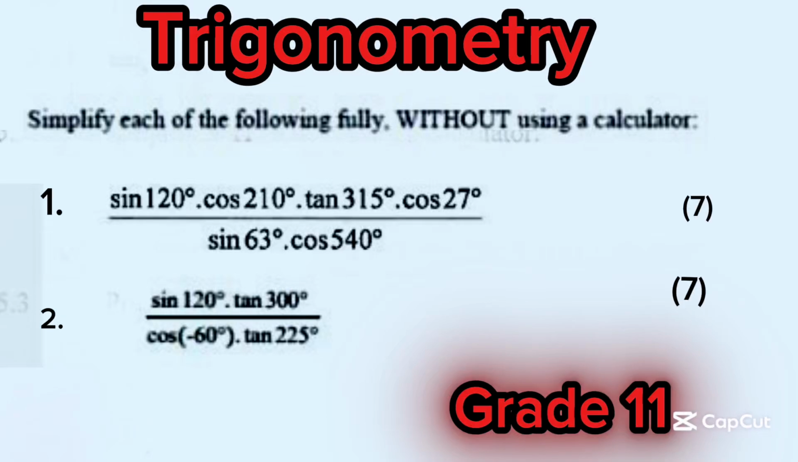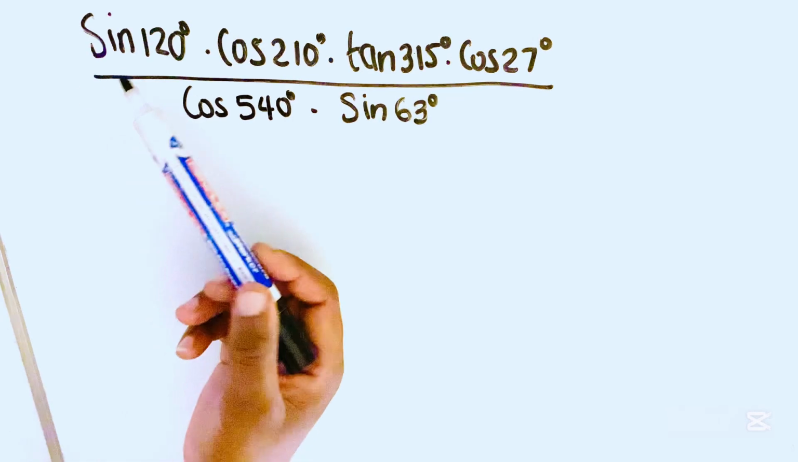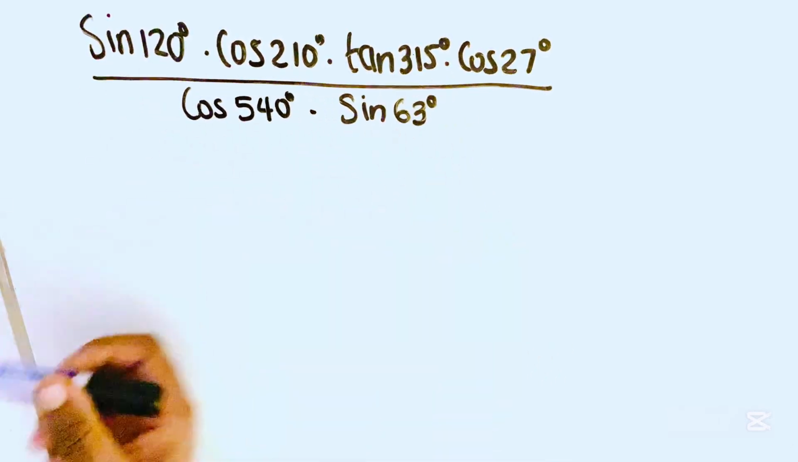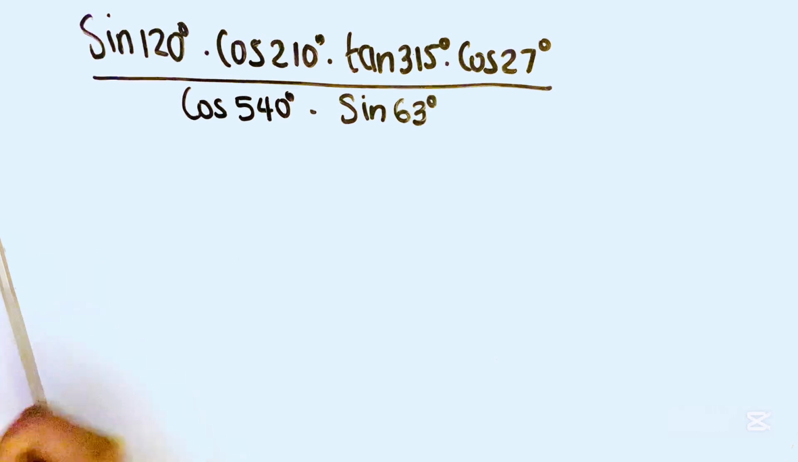We continue with the trigonometry. So today we're going to simplify without the use of the calculator. The question is: simplify each of the following without using a calculator. We're definitely going to apply the special angles, which are 30 degrees, 45 and 60 degrees. We'll try by all possible means to relate the angles to the special angles.